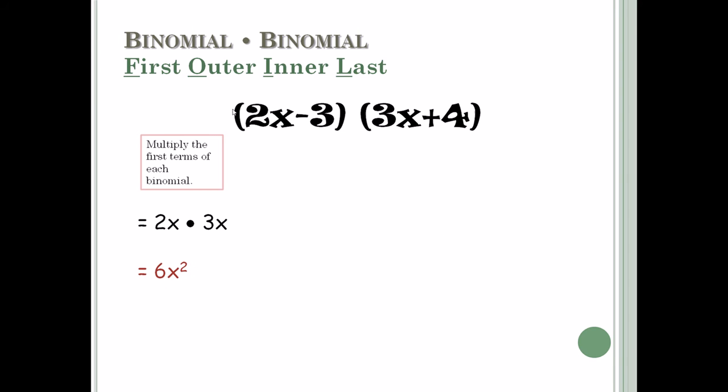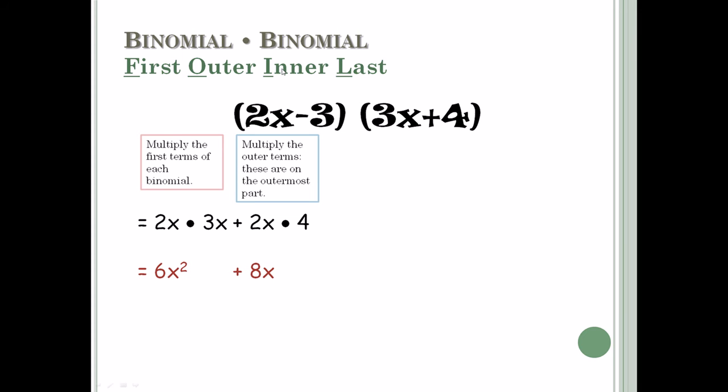Outer. If you think of this like a great big box or a sandwich, and this is the outside of the sandwich, and this is the outside of the sandwich, and this is the best part in the middle, the inner part of the sandwich, like where the peanut butter and jelly is, because that's all I eat in sandwiches sometimes. Okay, so outer means you're going to multiply the outermost term. So this 2x is on the outside times the 4. So 2x times 4 gives you 8x.